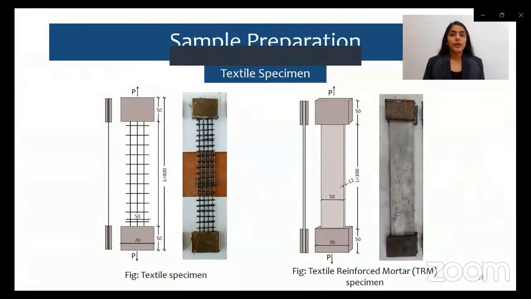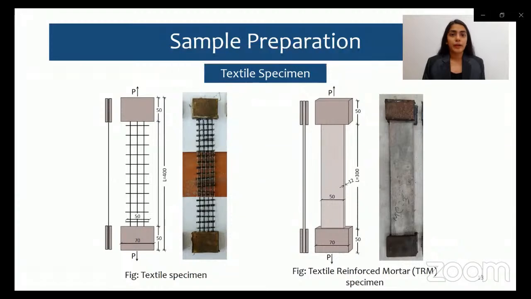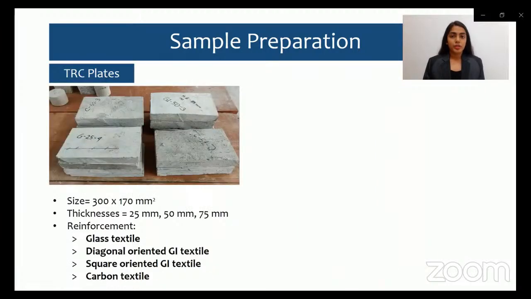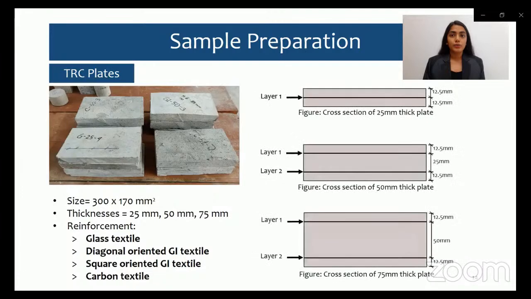Sample preparation. To perform the tensile strength test, fiber textile specimens and textile reinforced mortar were made. Steel grips were attached using epoxy resin. The size of the specimen was 50 mm by 300 mm. The thickness for TRM specimens was 12 mm, where 6 mm concrete cover was provided. TRC plates of 300 mm length and 170 mm width were made for the dynamic loading test. 25, 50 and 75 mm thick plates were prepared. 12.5 mm concrete cover was provided from both sides for each plate.